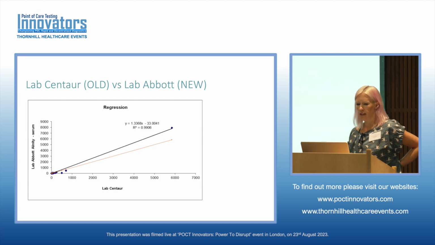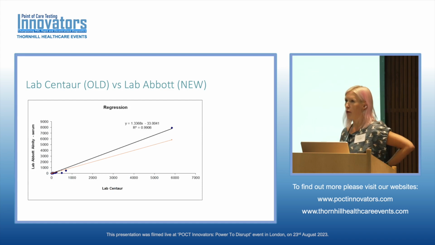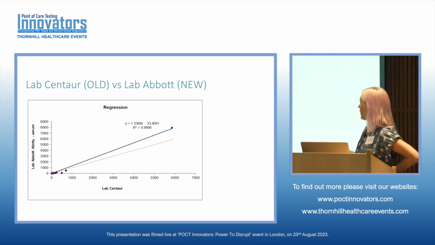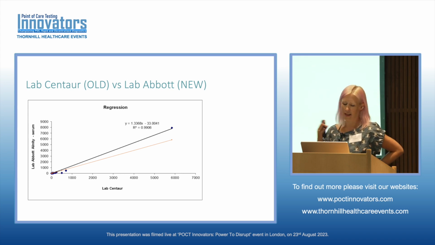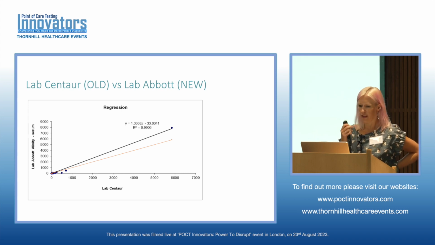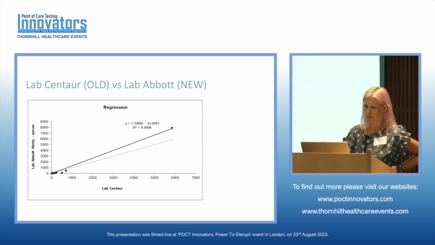So this was our data from the serum comparing the old Lab Centaur to the now incumbent Lab Abbott. For all my graphs, the black line and the big blue dots are the patients, and the orange line is the line of equivalence, just because that helps me to see the bias immediately if you put the line of equivalence in. So you can see here there's a bias, as you'd expect.